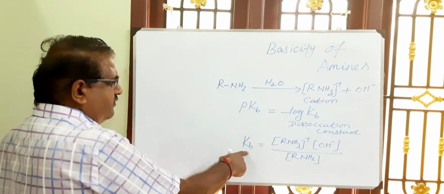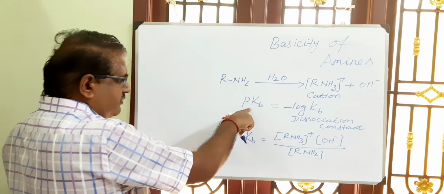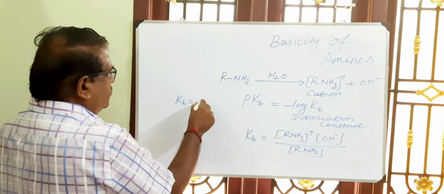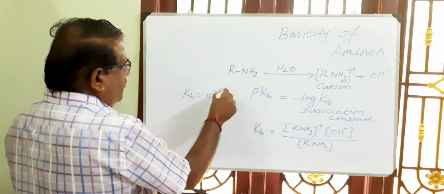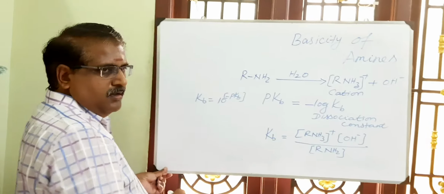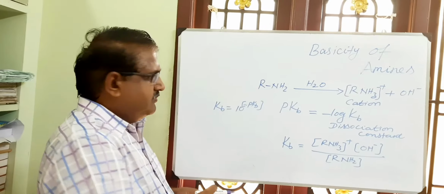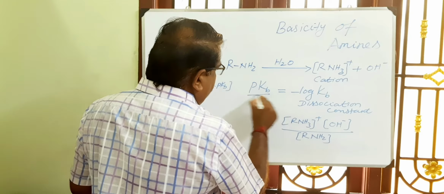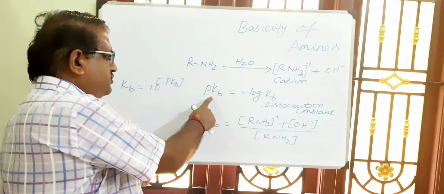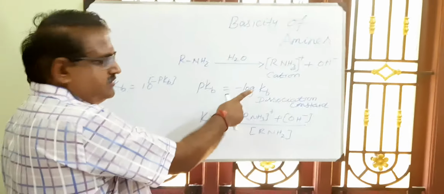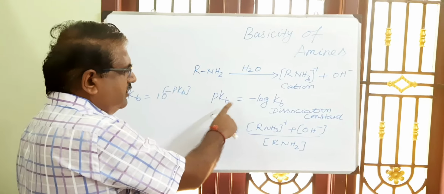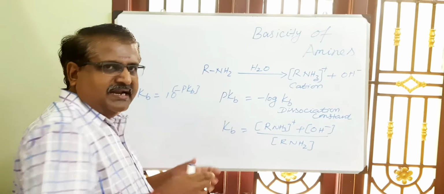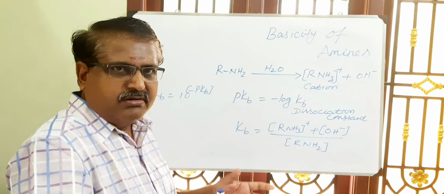So from the Kb we can calculate the pKb, and from the pKb we can calculate the Kb. Kb is equal to 10 to the power of minus pKb. Now what is the importance of the pKb? If pKb is smaller, the base is stronger. If the pKb is larger, the base is weaker. So on the basis of the pKb value we can understand whether the amine is weaker or stronger.